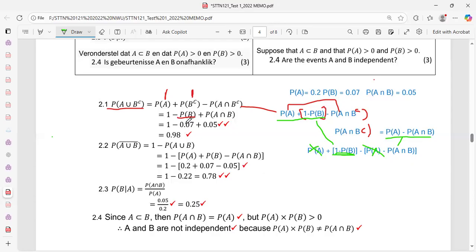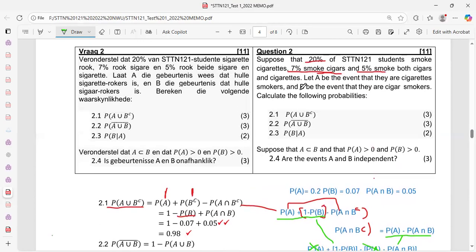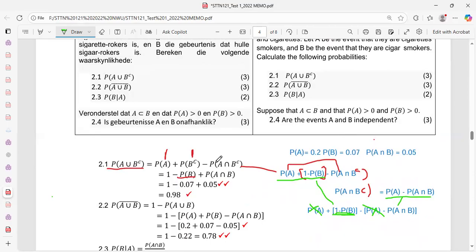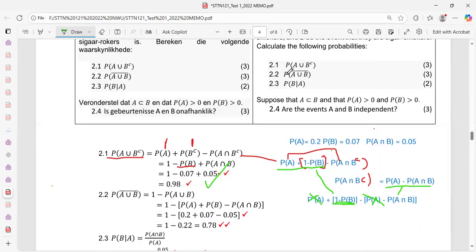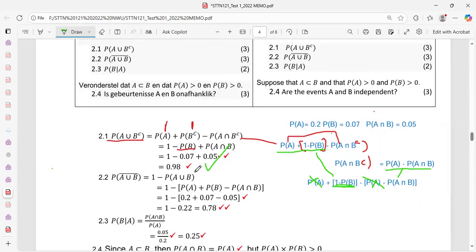So that is then why they got this. So 1 minus what is the probability of B? You got 0.07. Showed you here 0.07 plus the intersection is 0.05 and then you will get 0.98 here. I've showed you how they do this. Now here, A union B under the complement, it's 1 minus A union B. This is how you do it. 1 minus the complement of A union B. That's the formula.